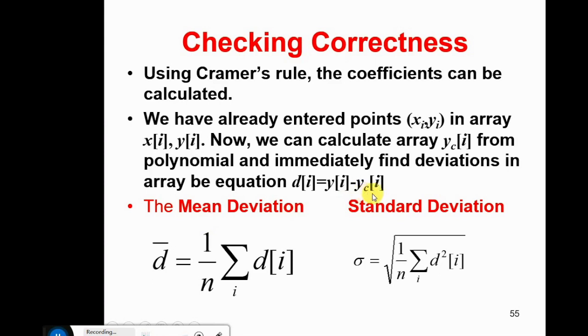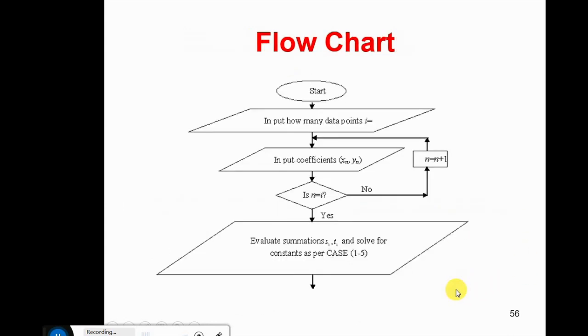So once you work out these things, you can calculate y value. Yc represents calculated y value, and the difference between actual experimental and calculated, that we are calling deviation. So your mean deviation formula is like this and standard deviation formula is this way.